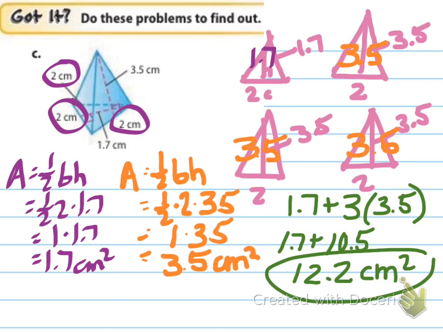All right, now we got lucky because when we had a base of 2 each time, we didn't have to do very much with our decimal, because 1/2 of 2 is 1, and 1 times 1.7 is 1.7. 1 times 3.5 is 3.5. So we lucked out with the math on that if you did it the same way that I did with the 1/2. So the final answer is 12.2 centimeters squared. That is the surface area of this pyramid.